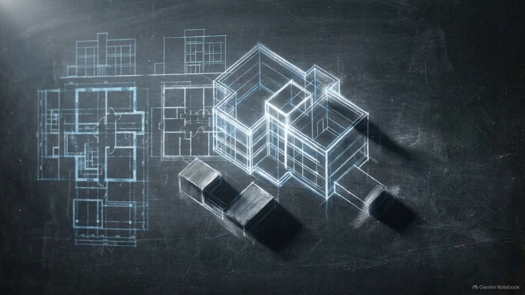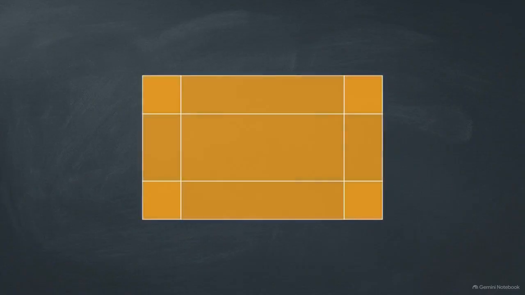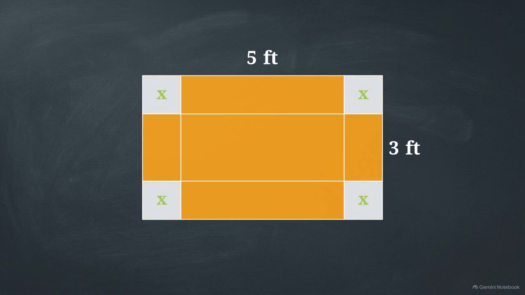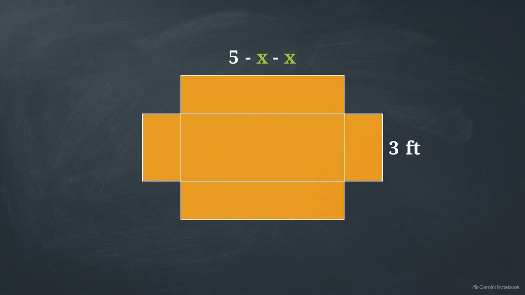These algebraic rules apply directly to physical space, allowing us to translate geometric boundaries into predictive volume models. We begin with a physical constraint, a flat rectangular sheet measuring 5 feet by 3 feet. To construct a box, we must cut identical square corners of an unknown size, x. Removing those corners alters the width of the sheet.